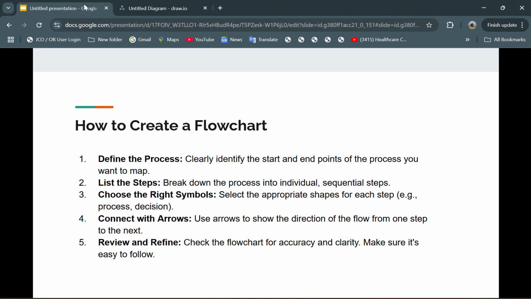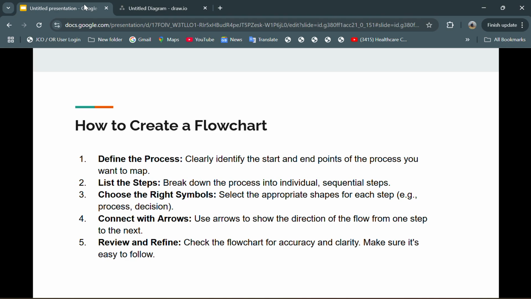And then choose the right symbol at the right time with the right process state, with the right connection for each part of the process. So select the appropriate symbol for each step, like process, decision, or data flow, or the user while they are interacting. And connect with the arrows, use arrows to show the direction of flow from one step to the next step, how that will happen. Is it parallel, or the sequential way. Show the arrows and review and refine.